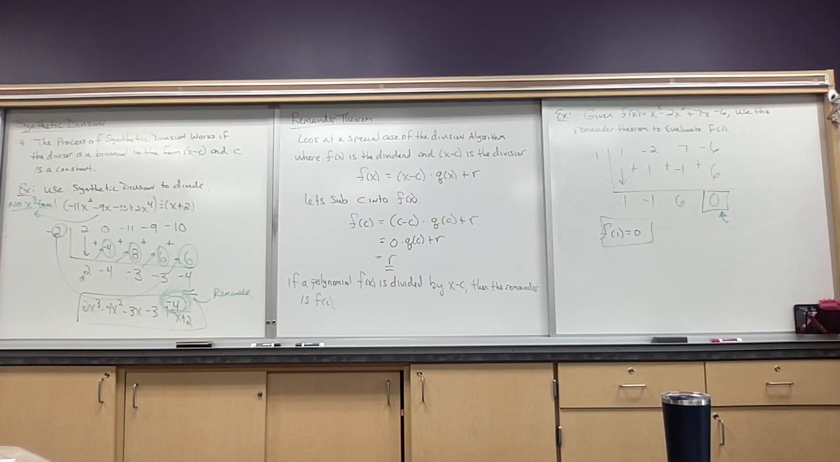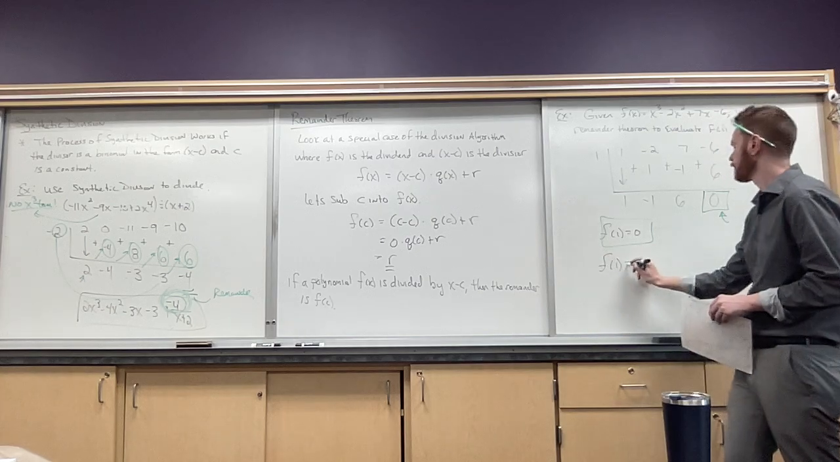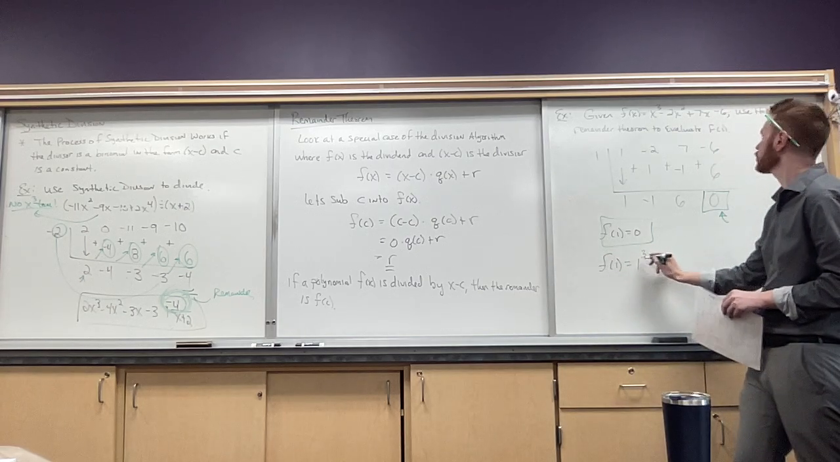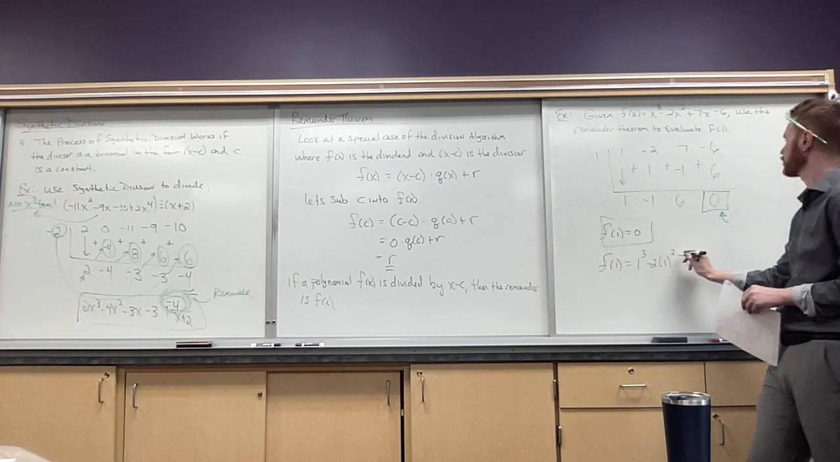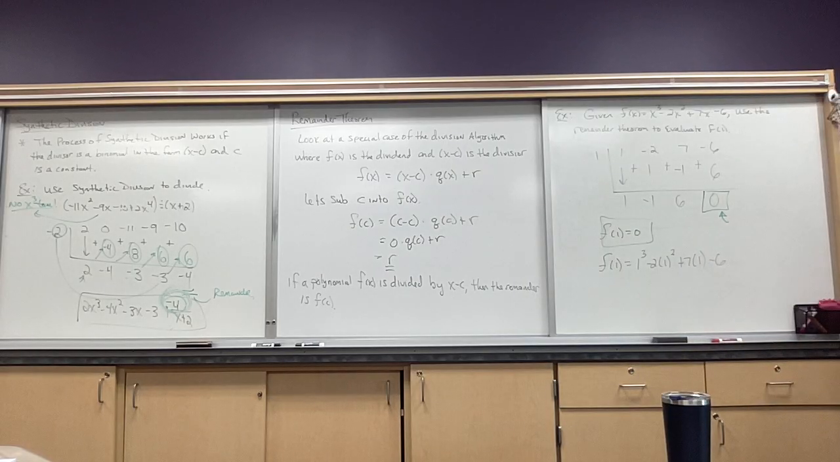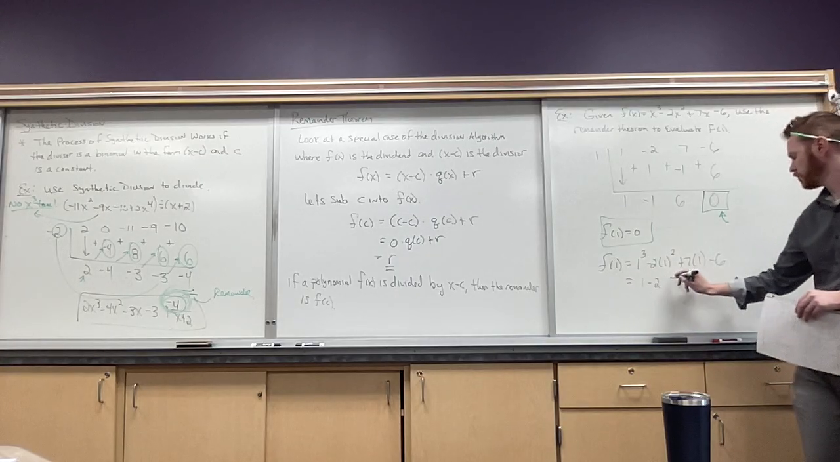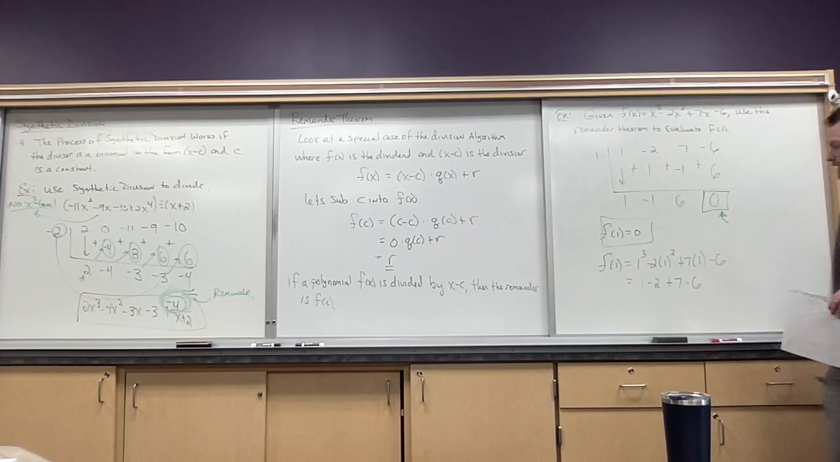But let's do some convincing here. Let's actually plug 1 in and see if it gets 0, okay? So let's see if it works. If I plug 1 in, I get 1 cubed minus 2 times 1 squared plus 7 times 1 minus 6, okay? So let's see. This will be 1 minus 2 plus 7 minus 6.